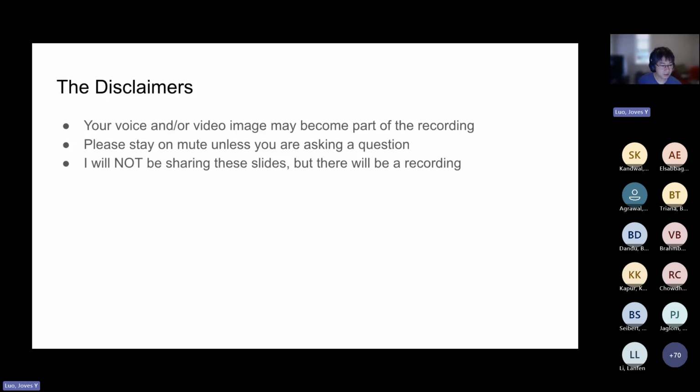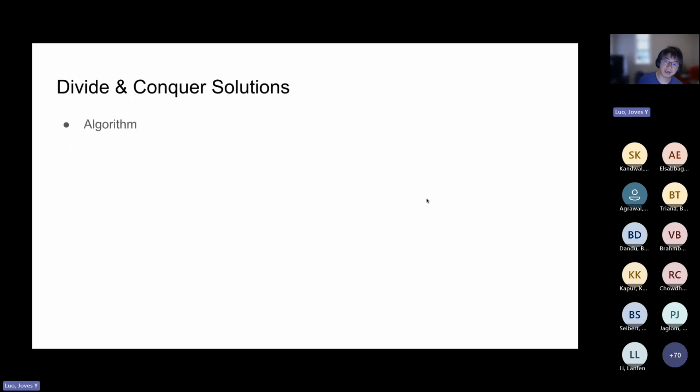Divide and conquer solutions in this class take on a different form from dynamic programming, so you need to be careful not to repeat the same template or the same parts. Okay. So we have the algorithm part. This is the part where you tell us how your algorithm works. There is no pseudocode involved. You need to include the base case if needed.